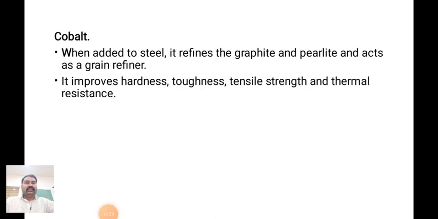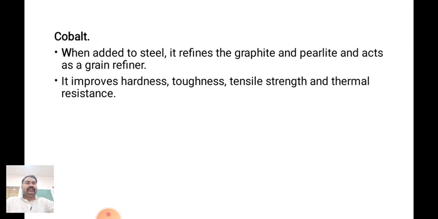When cobalt is added to steel, it refines the graphite and pearlite and acts as a grain refiner. We have already studied that in the iron carbon equilibrium diagram, the eutectoid mixture of alpha ferrite and cementite is nothing but the pearlite, and the cementite will be present in the graphite form. It will act as a grain refiner, meaning the separate grains will be refined by the addition of cobalt in the steel.